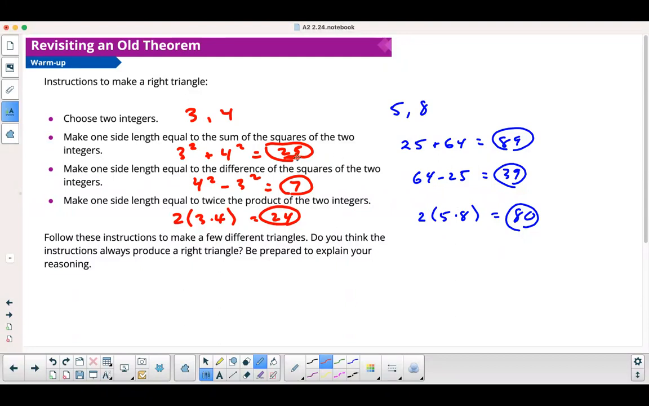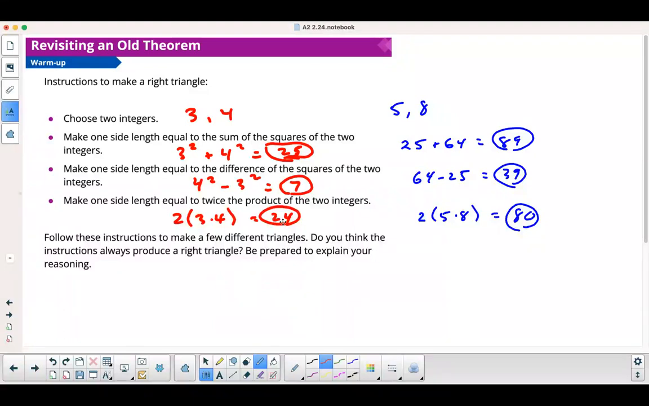Now, I also want you to notice that the first one ends up being the biggest. So the largest is the sum of the two squares, and it worked for both of them. So follow these instructions to make a few different triangles. I did 2 of them. Do you think the instructions always produce a right triangle? I guess, I don't know.